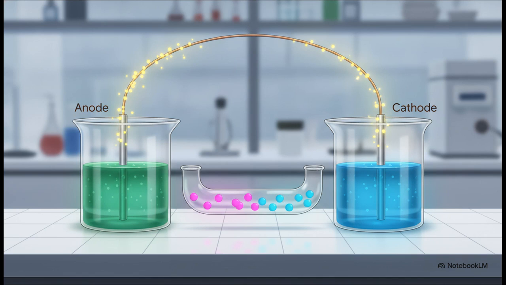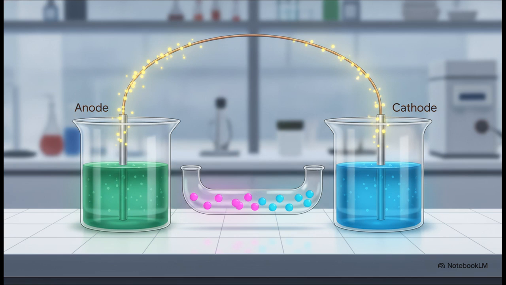Let's break down the anatomy of this setup. The electrode where oxidation goes down, where electrons are lost, is the anode. Since it's producing those electrons, it acts as the negative terminal. The electrode where reduction happens is the cathode, our positive terminal, and then there's the salt bridge.